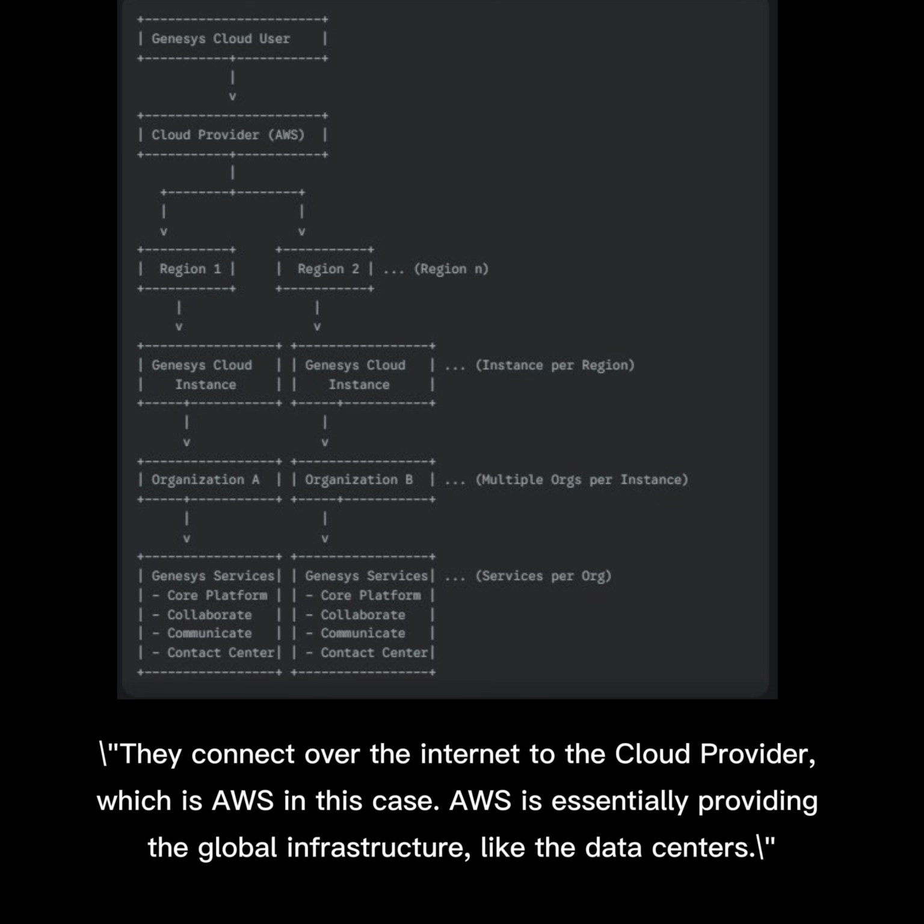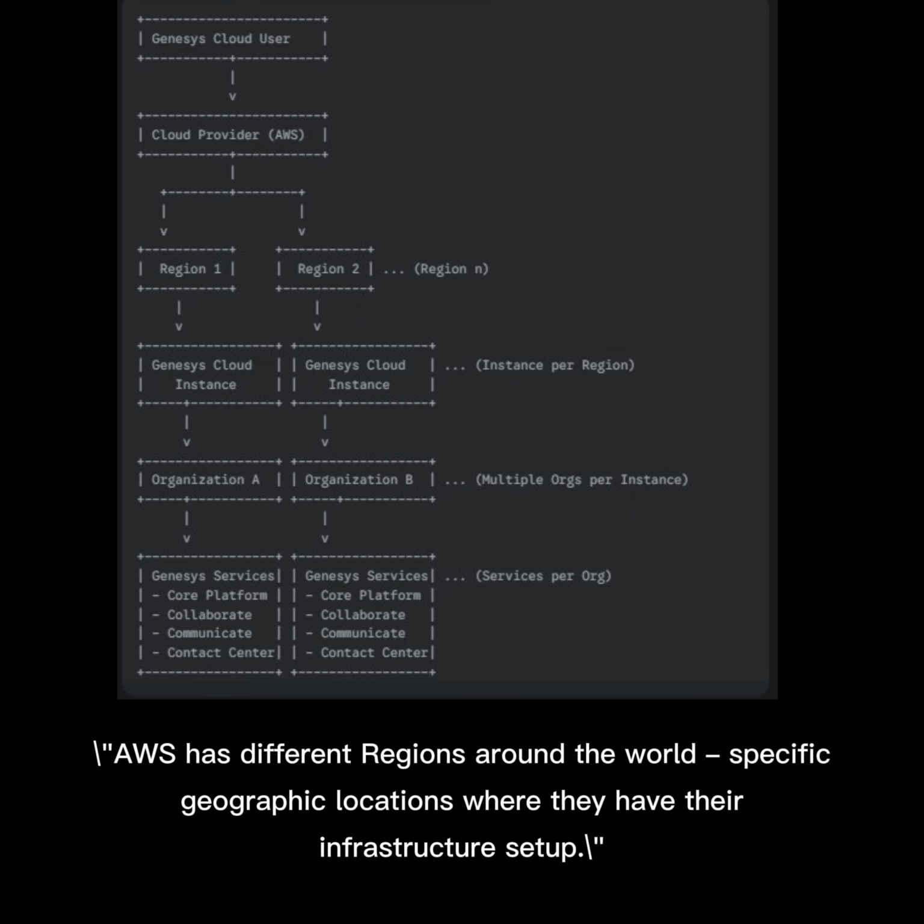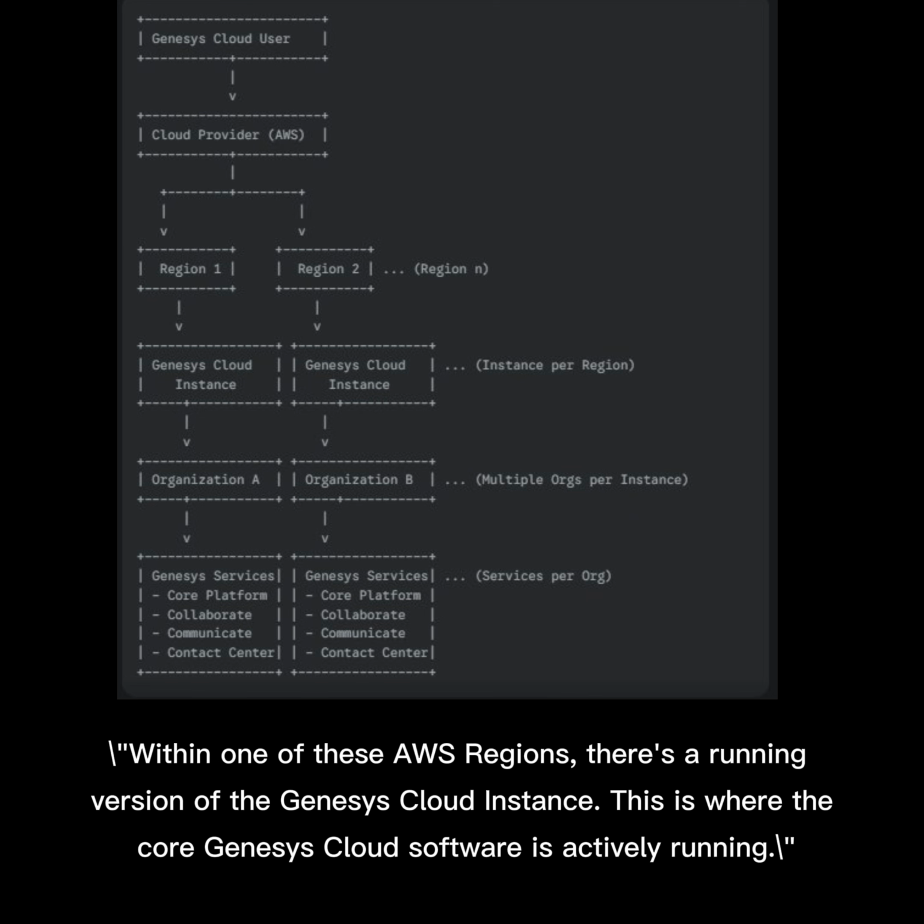They connect over the internet to the cloud provider, which is AWS in this case. AWS is essentially providing the global infrastructure, like the data centers. AWS has different regions around the world, specific geographic locations where they have their infrastructure set up. Within one of these AWS regions, there's a running version of the Genesys Cloud instance. This is where the core Genesys Cloud software is actively running.